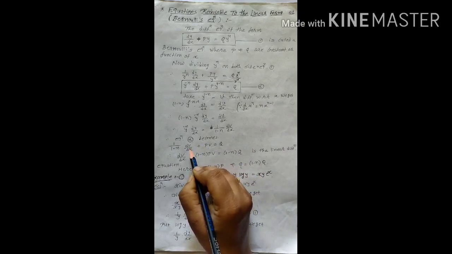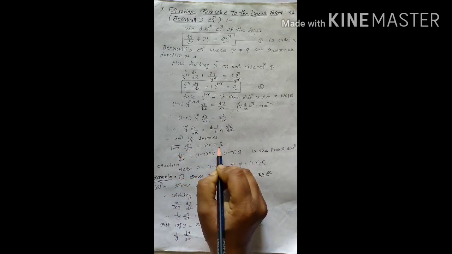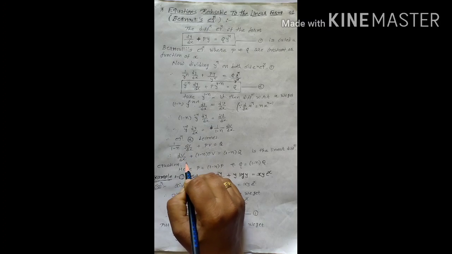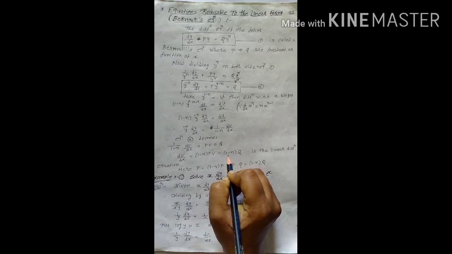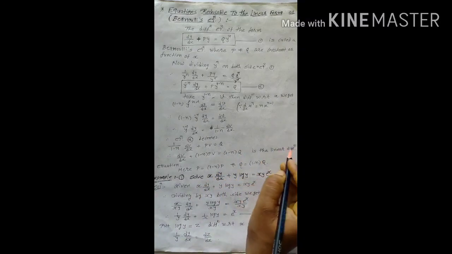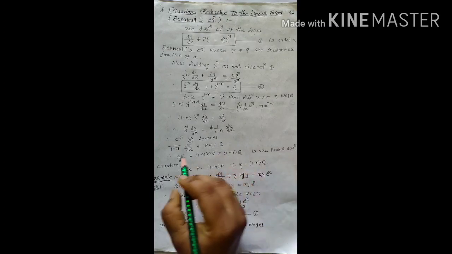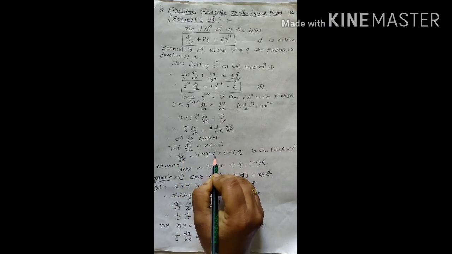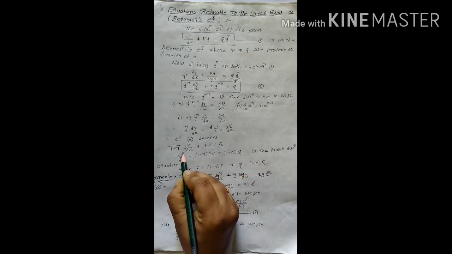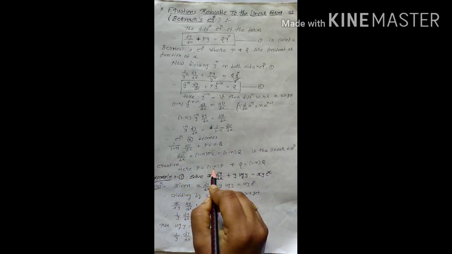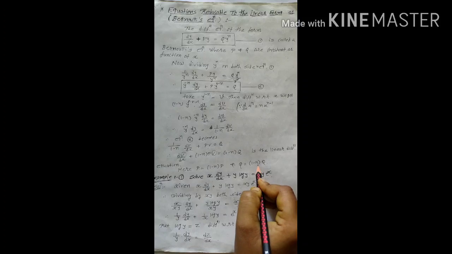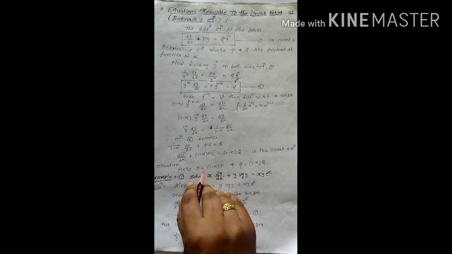Now, take the LCM on both sides. Therefore, dv by dx plus 1 minus n into p into v is equal to 1 minus n into q, which is a linear differential equation like dy by dx plus py is equal to q. Here, the variable is v. Therefore, here P is equal to 1 minus n into p and Q is equal to 1 minus n into q. Now we have to find the integrating factor and so the general solution.